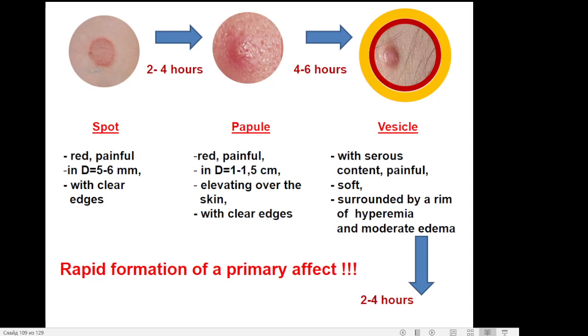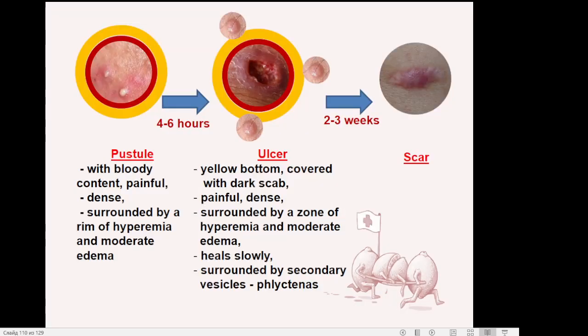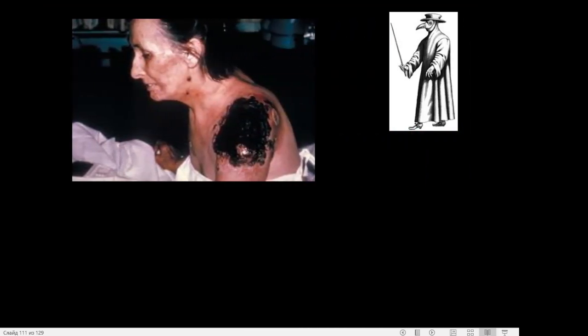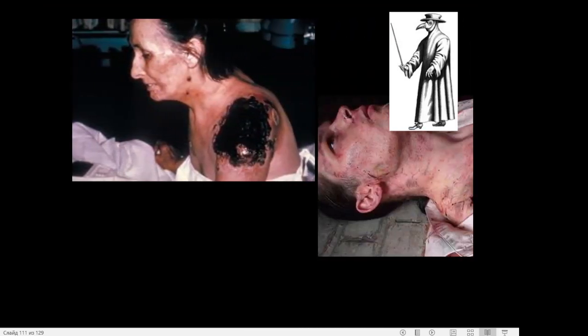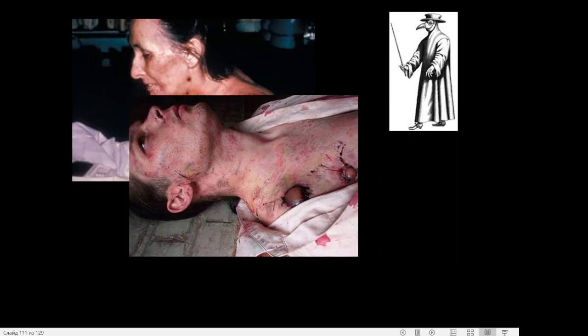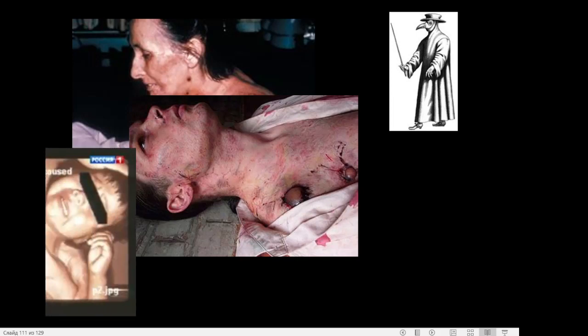The evolution of the effect you may see on this slide. Spot, papule, vesicle, pustulosis changes and ulceration. Finishing, if the patient recovers, with a scar. Not very often. These are examples, maybe not so good as the previous photo.